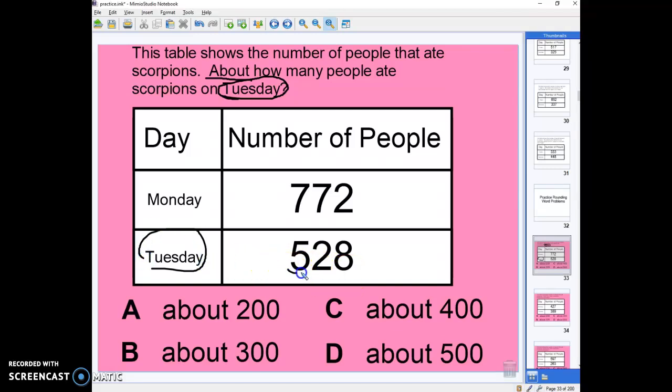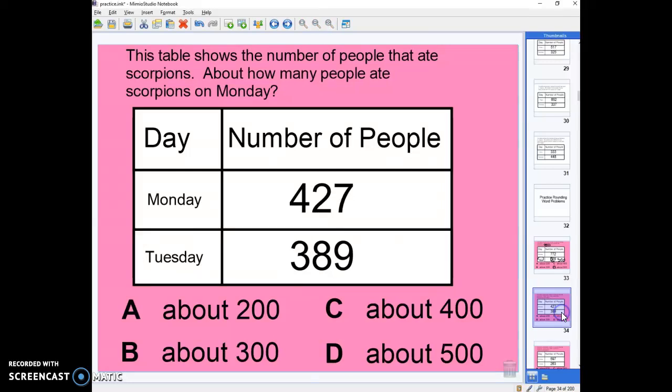So I'm going to round that to the nearest 100, circling my 100 spot, and my 2 tells me to do nothing to my 5. So I get 500 as my answer. And I see that right here, so I'm good. The thing with multiple choice problems is they can tell you a lot of things. Like it told me, oh, you should probably round to the nearest 100. And it also tells me if I don't get the same answer that they have there, then I must have done something wrong, but I'm good to go.